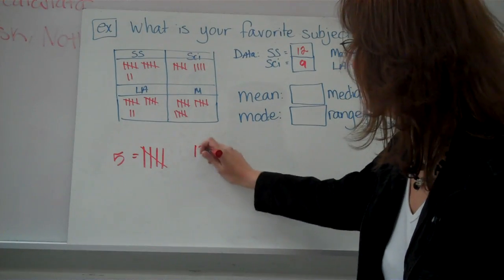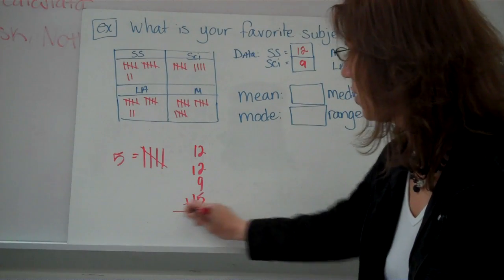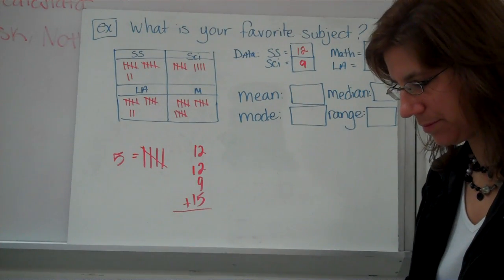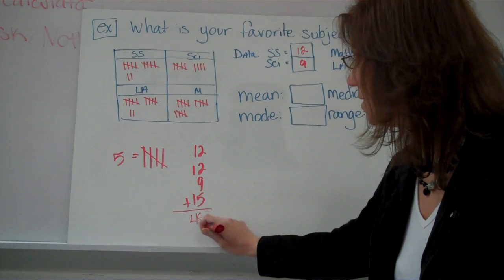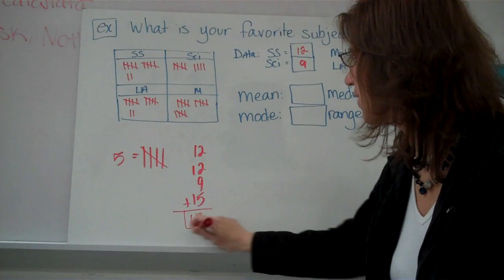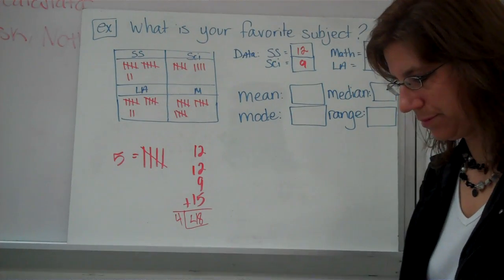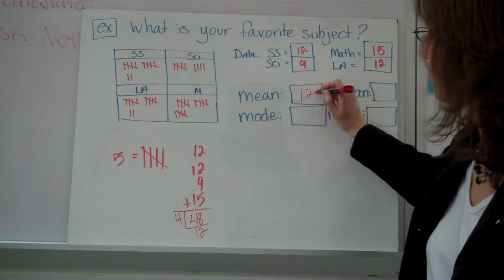So we've got 12, 12, 9, and 15. We're adding those up. It comes out to be 48, and there are 1, 2, 3, 4 pieces of data, so we're going to divide by 4. So your mean is 12.